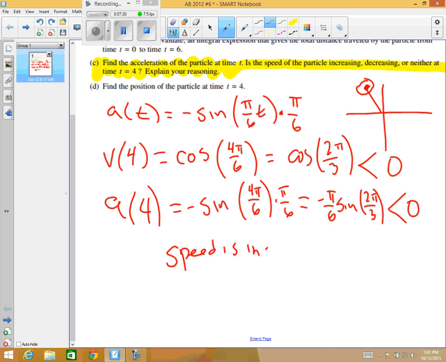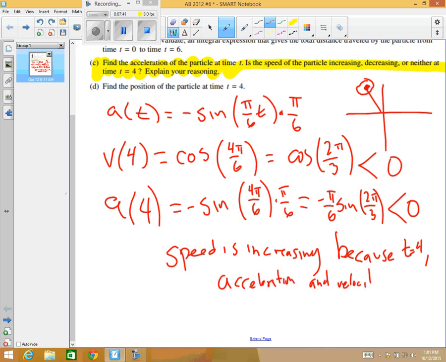And that's not good enough. It's asking for a reason. You should put that in your sentence. You can say something like, because at t equals 4, acceleration and velocity are the same sign. You can even say they're both negative, but you could just say they're the same sign.